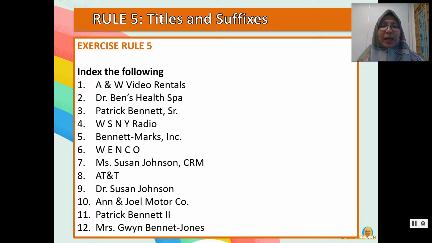These are the examples, an exercise for you for Rule 5, and I want you to consult with your tutorial lecturer. Before you do the indexing, you need to consider which one is the business name and which one is the personal name. As you can see, there's a personal name here. For business names, you index as written. But for personal names, the last word of that personal name must be the key unit. So identify first which is the personal name and which is the business name before you do the indexing.